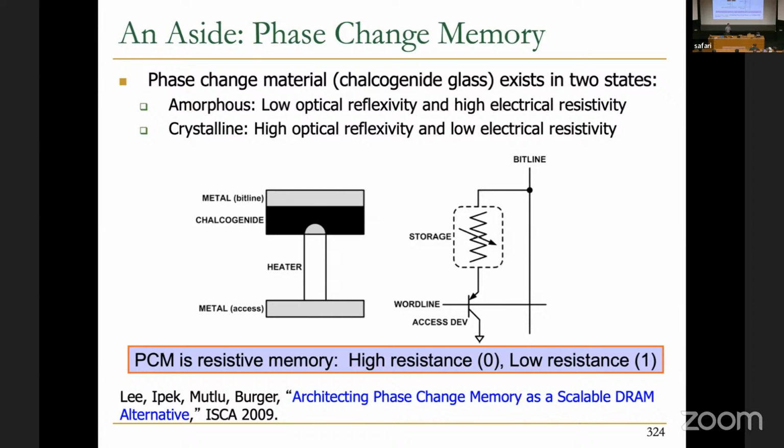And I would like you guys to think about, there's no single reading mechanism of a memory. It's really how you design it.